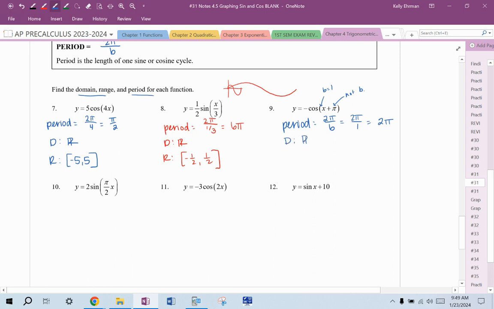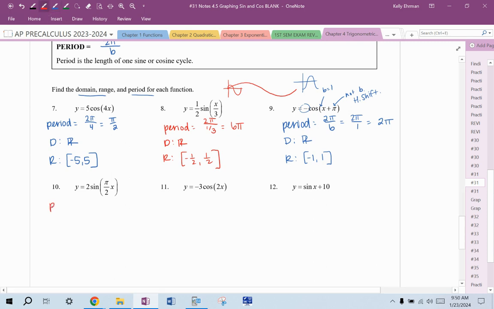Domain is still all real numbers. And then what about the range? So horizontal shift does not affect the range. Let's just make note that it's a horizontal shift. The negative in front of the cosine just means that there's been an x-axis reflection. It looks like that. But it's still that the low point is -1 and the high point is +1.